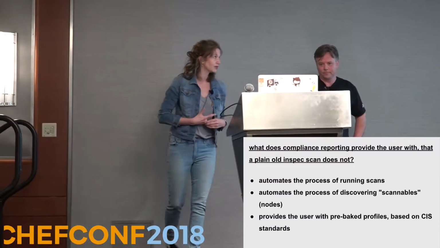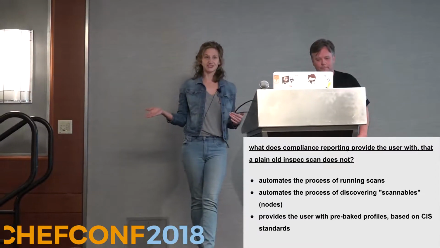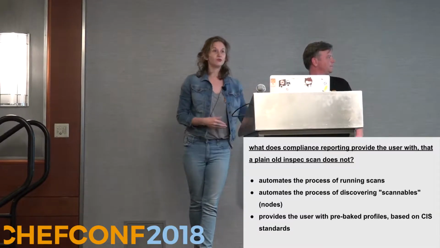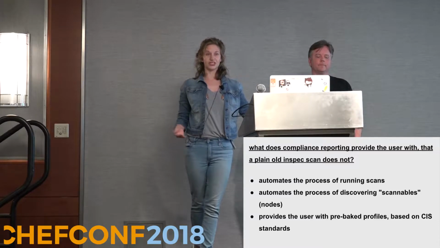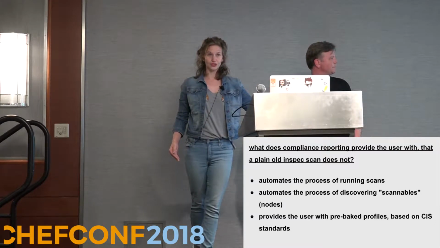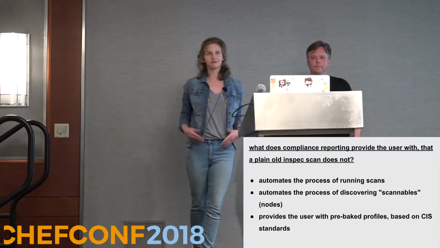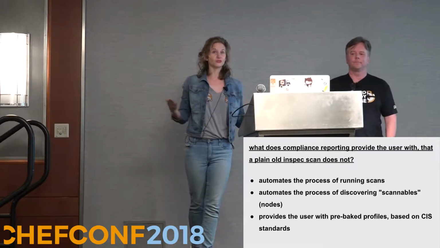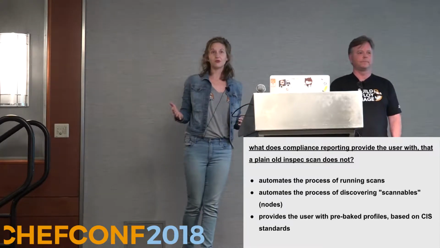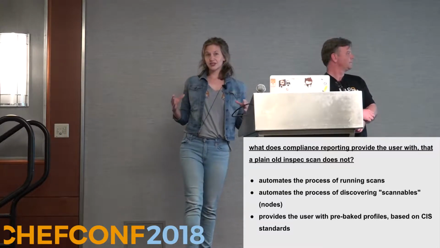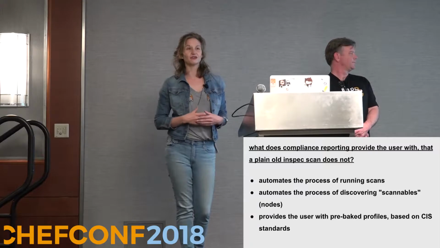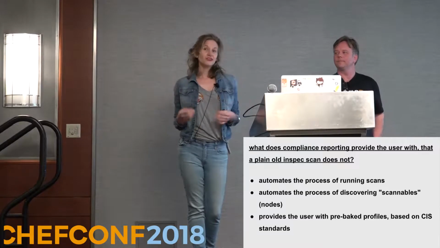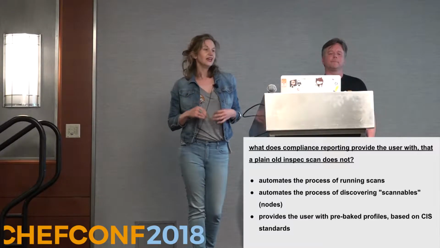So what does compliance reporting provide the user that a simple InSpec scan doesn't? With an InSpec scan, you can of course run InSpec exec. If you wanted to scan your US East 1 region with a profile that had that control we saw earlier, you would do an InSpec exec aws://us-east-1 with that profile, and you would get those results right there in your command line. With Automate, we can automate the process of running those scans in a scheduled way. You can have those scans run once a day, once a week, every 5 minutes, whatever you want. The other thing that Automate provides us with is integrations.